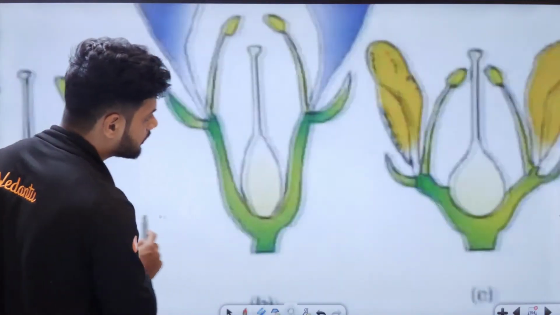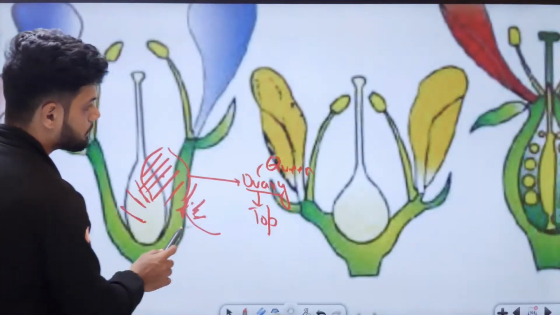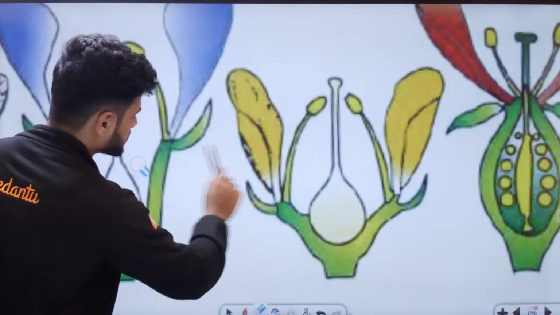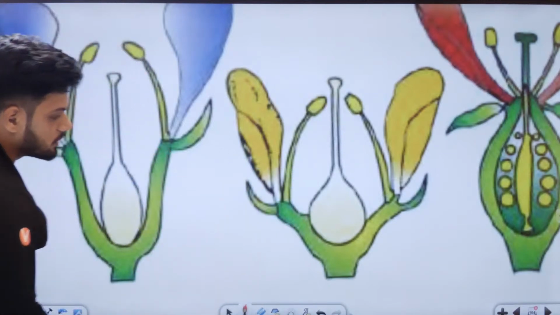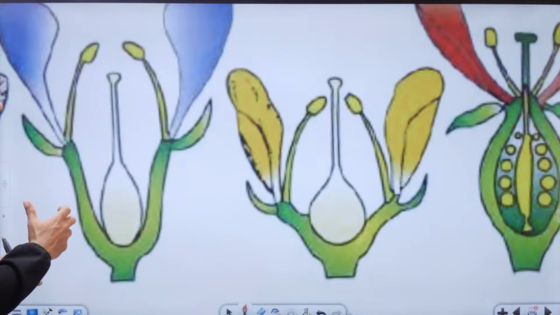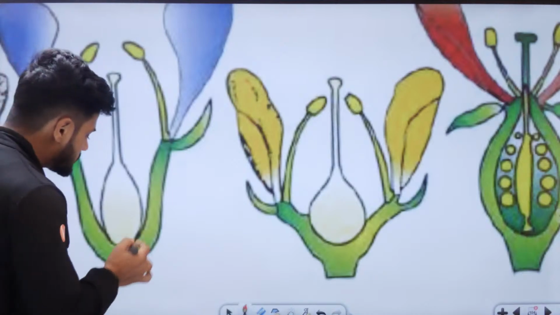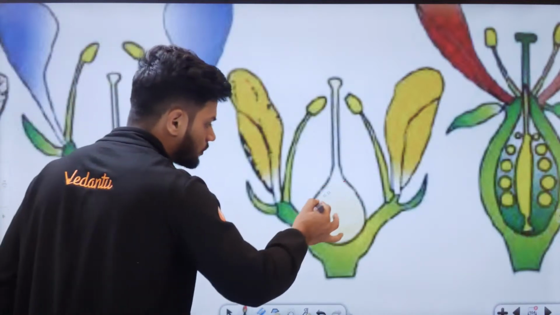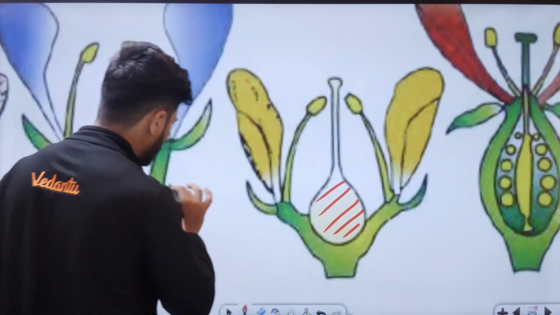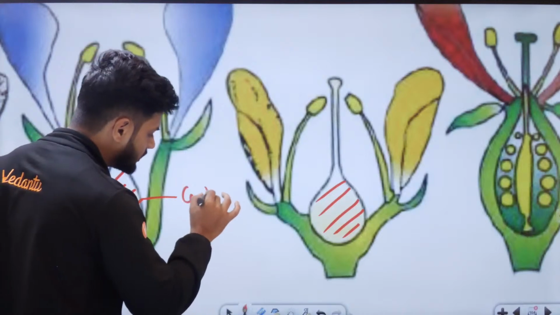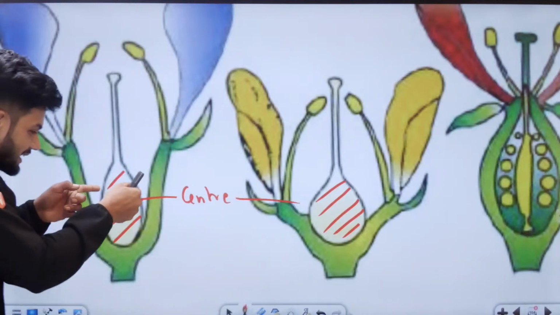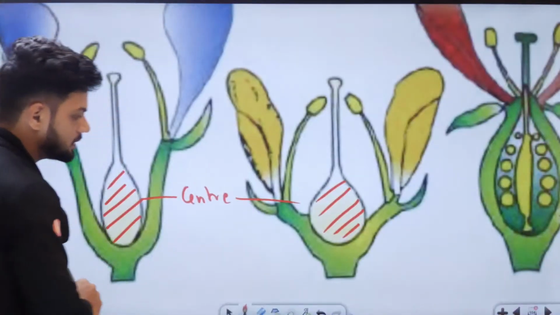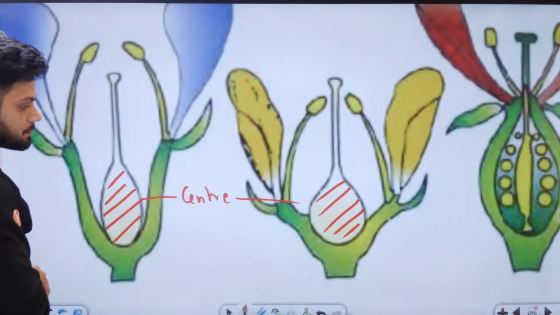Now see these two. All of you see this. This is called your perigynous condition, or half inferior. This is the ovary. Can you see, all of you? The ovary is actually right in the center here.